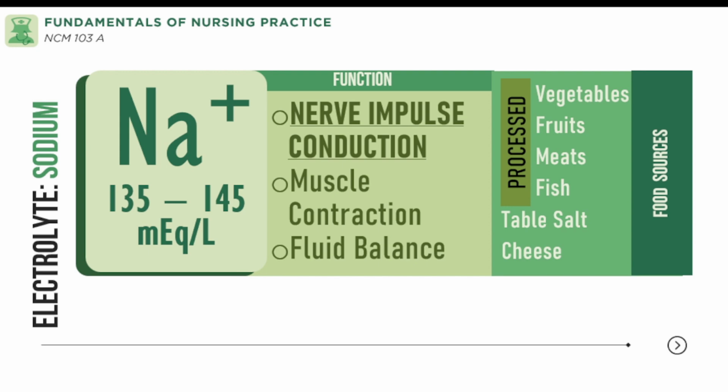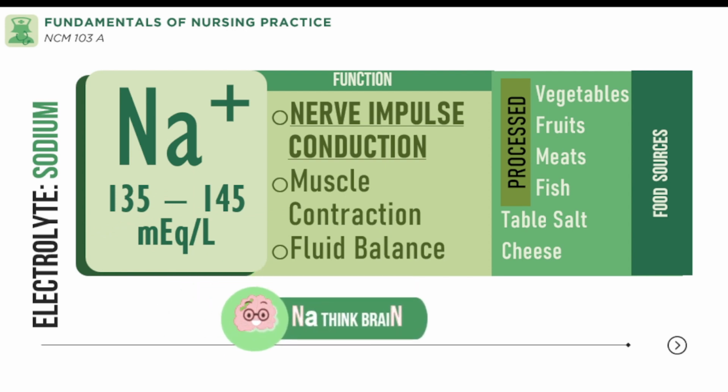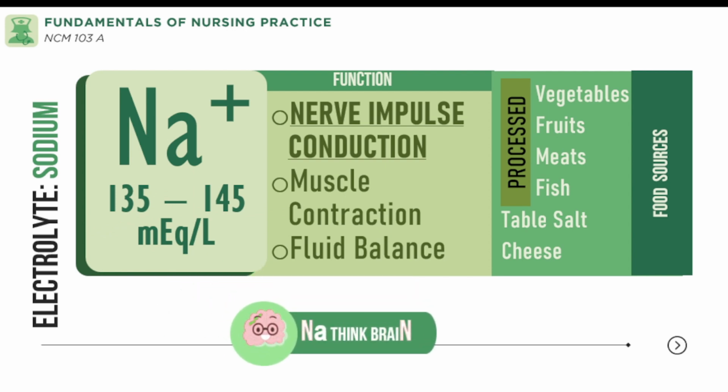So, to make it easier for everyone to remember your sodium, Na, think your brain. Okay? Because any person who is having a problem with the nerve impulse would initially manifest as a change in the level of your consciousness. Okay, so don't forget, Na, think brain. And sodium has letter N and your brain has letter N.